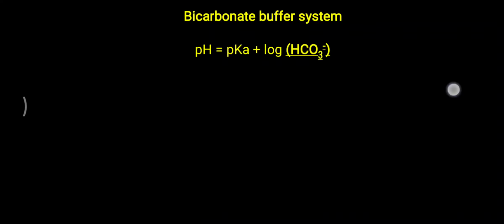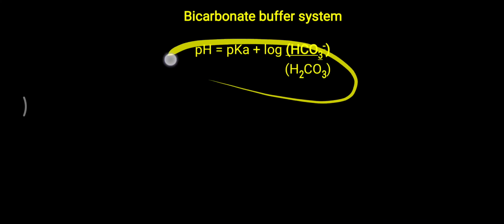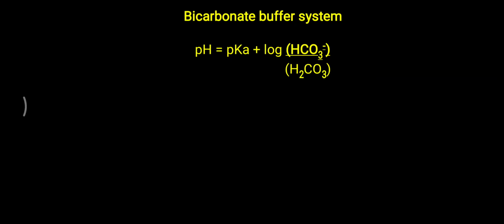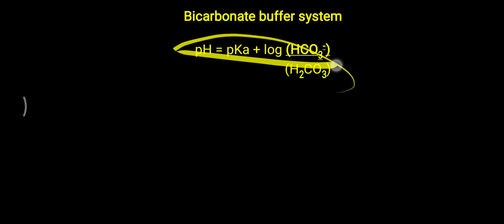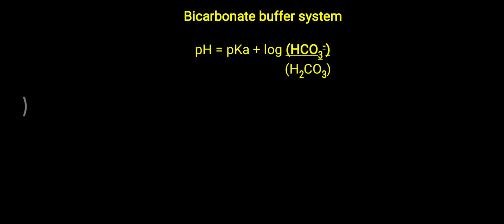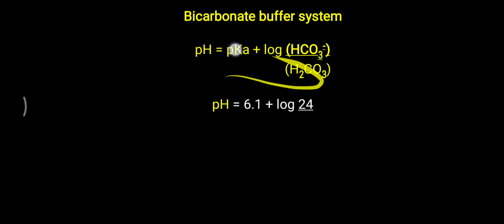Because in the bicarbonate buffer system the pH is calculated, our normal blood pH is 7.4. How is it calculated? With the help of the Henderson-Hasselbalch equation and the bicarbonate buffer system. The Henderson-Hasselbalch equation is pH = pK + log base upon acid. Base means bicarbonate ion and acid means H2CO3, carbonic acid. For the bicarbonate buffer system the pK value is fixed at 6.1; it will not alter. The normal range of bicarbonate is 24 and of carbonic acid is 1.2.